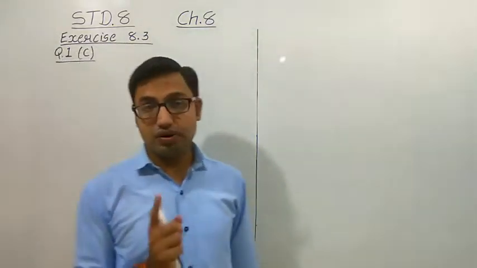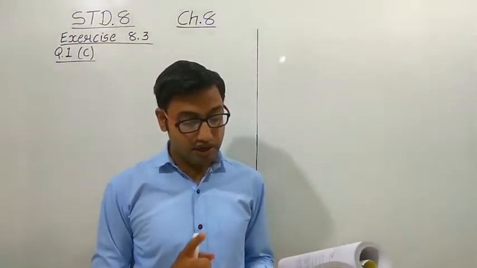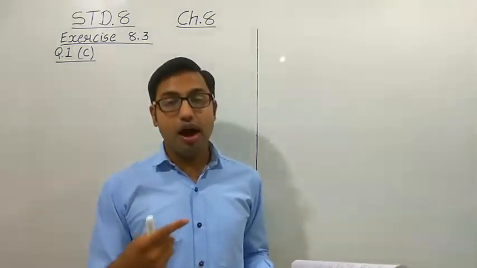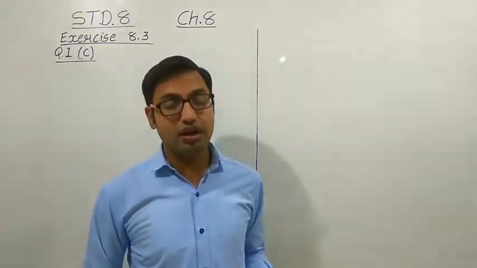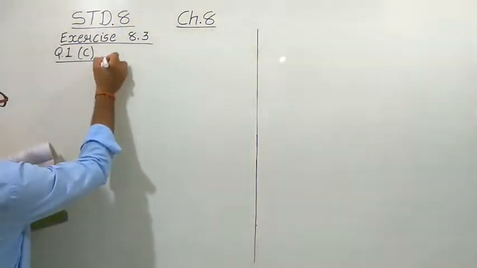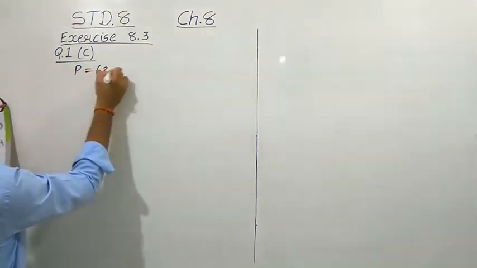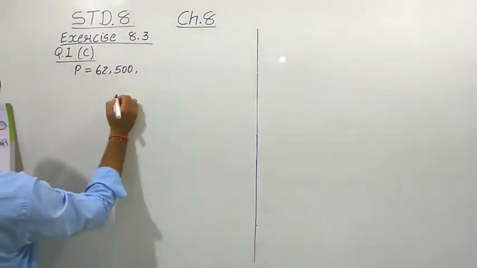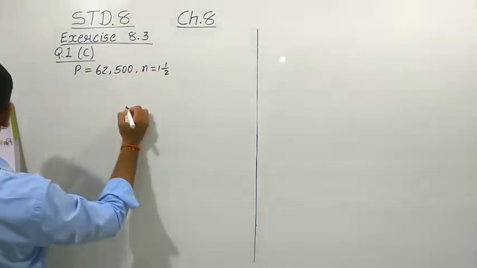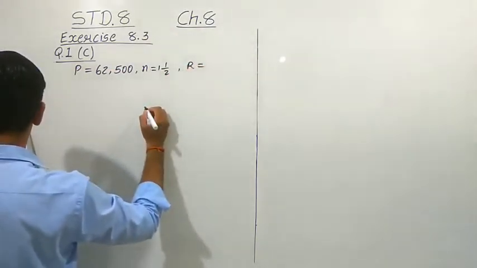See, till now whatever the sum we have calculated, we calculated it per annum compounded annually, but here we have to calculate compounded half yearly. Now what is the meaning of that half yearly? Let us understand. Here we have given the amount 62,500, right? The time duration we have given is 1.5 year, and the rate of the interest we have given is 8%.